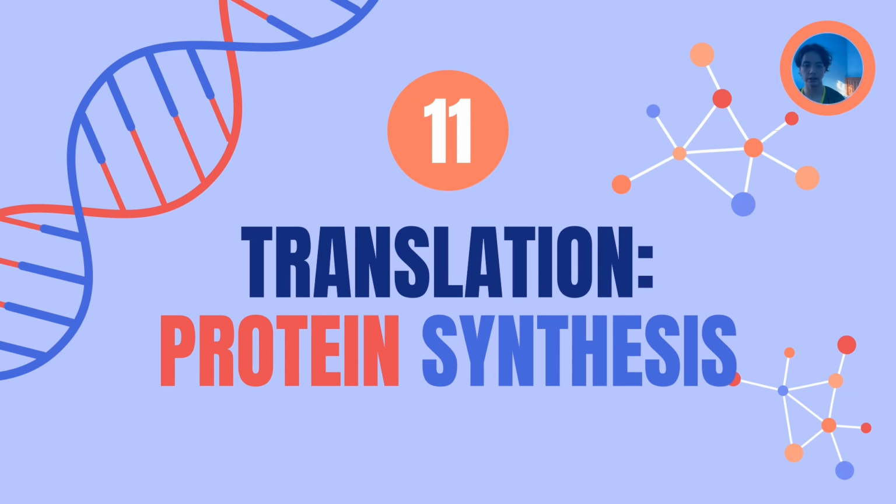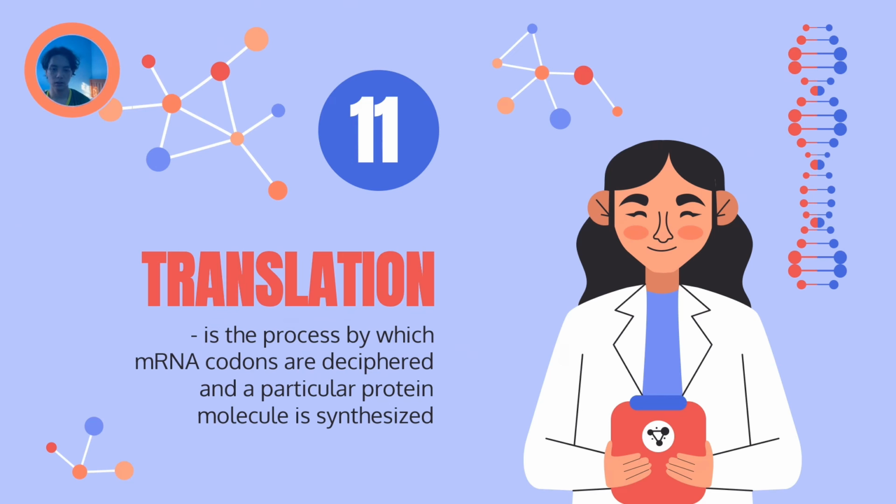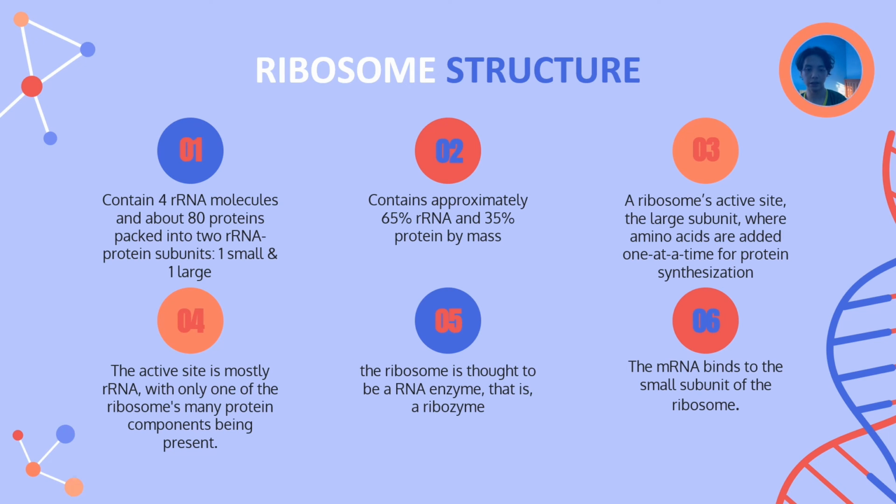Then the next is the last step, which is the translation, or the protein synthesis. So, translation is the process by which mRNA codons are deciphered and a particular protein molecule is synthesized. The substances needed for the translation phase of protein synthesis are mRNA molecules, tRNA molecules, amino acids, ribosomes, and a number of different enzymes. A ribosome is an rRNA protein complex that serves as a site for the translation phase of protein synthesis.